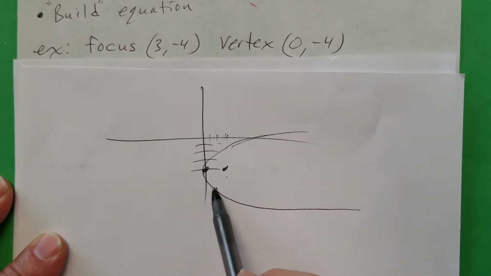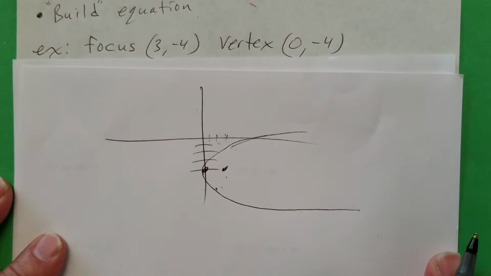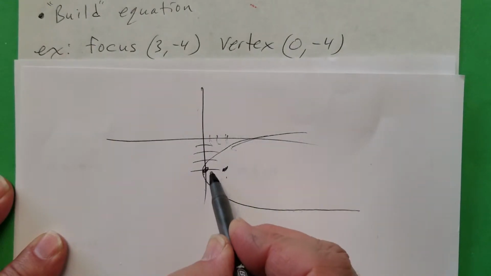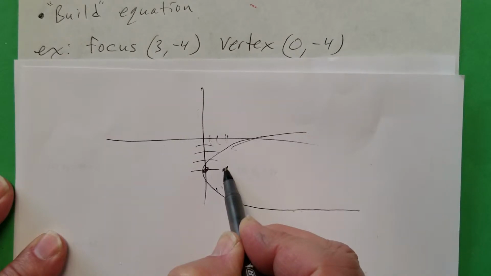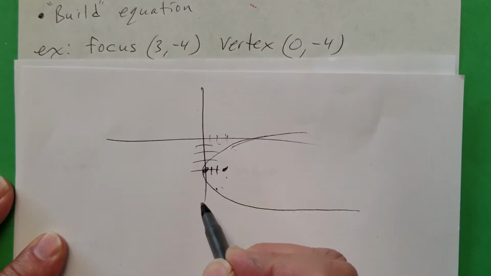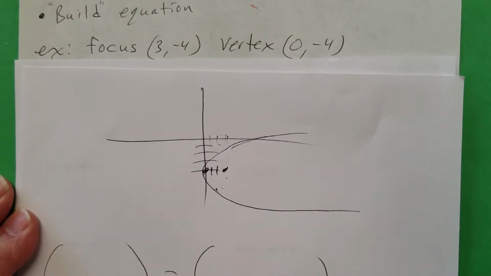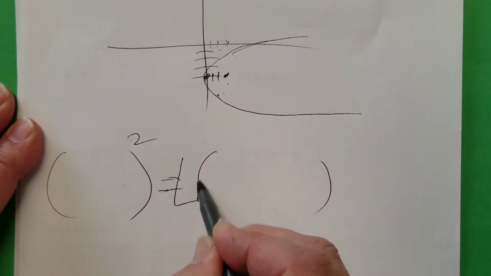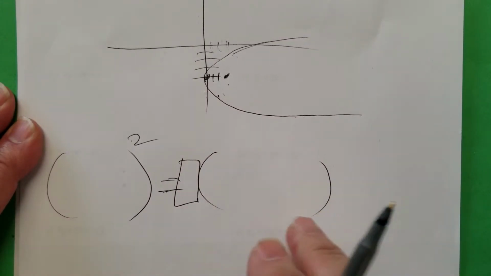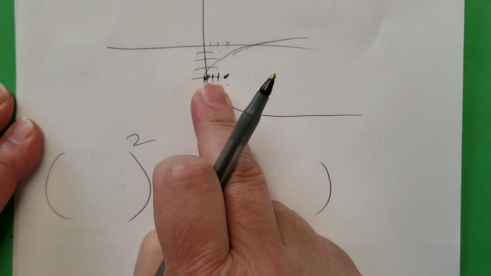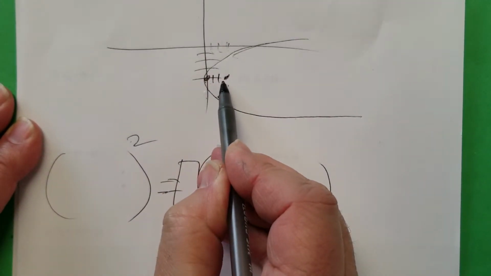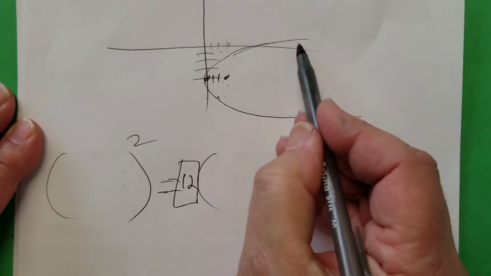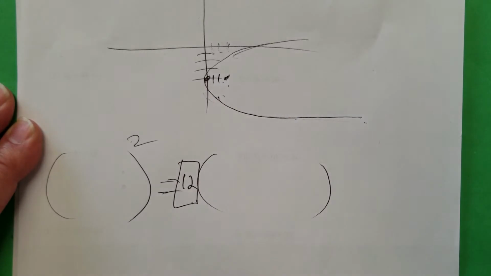So don't copy this yet, okay? Just watch, and I'll tell you what to copy. So I know it opens up this way. So I know my P number is what? 3, right? So there's the square part, and there's the part with the P number and not a square part. So I know the P is 3, so it's 4 times 3, so this number is 12. It opens to the right, so it's positive 12.